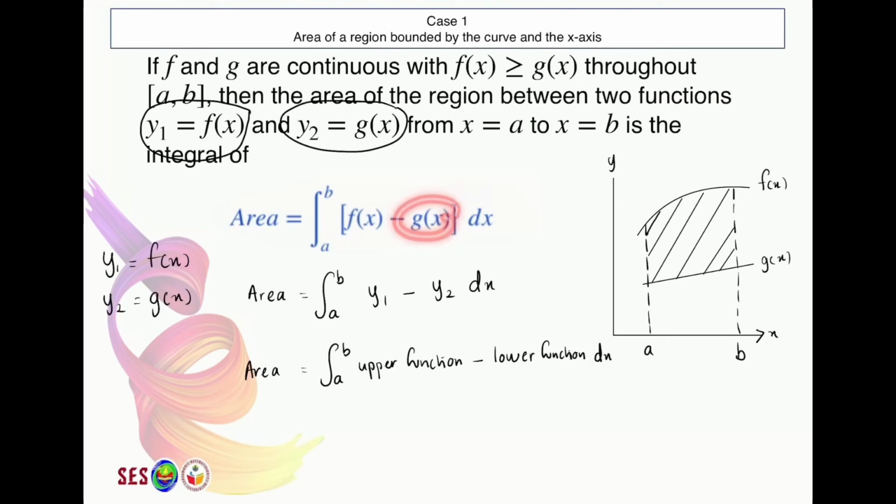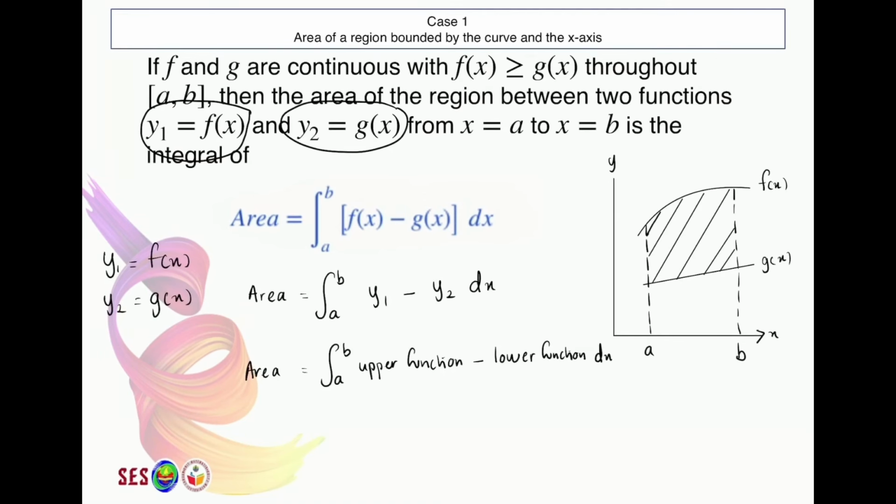So that is how you remember the formula to find the area of a region bounded by the curve and the x-axis. We have three different forms of formulas right here, but they are actually similar. So you can use either one of them in finding the area of a region bounded by the curve and the x-axis.